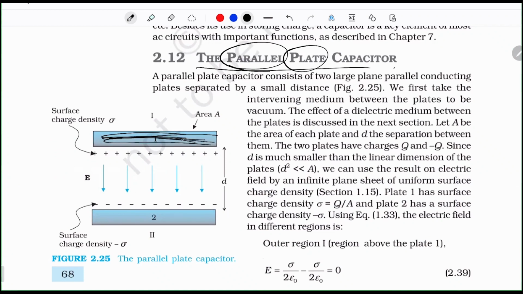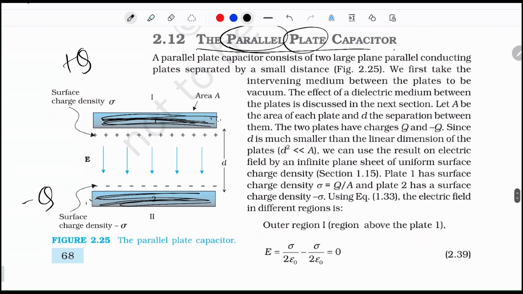That is one plate. That is the second plate. They're parallel to each other. This plate has been given a positive charge of +Q, and this plate has been given a negative charge of -Q.